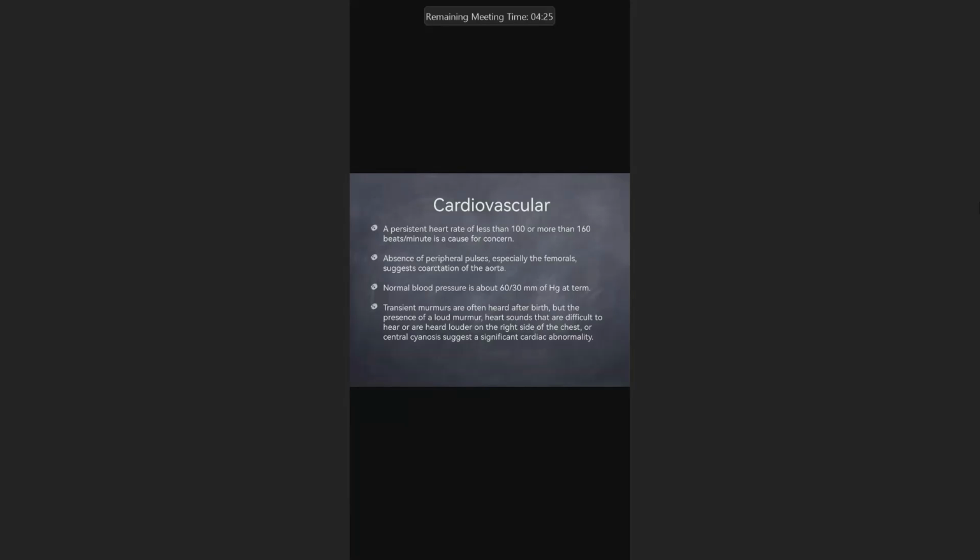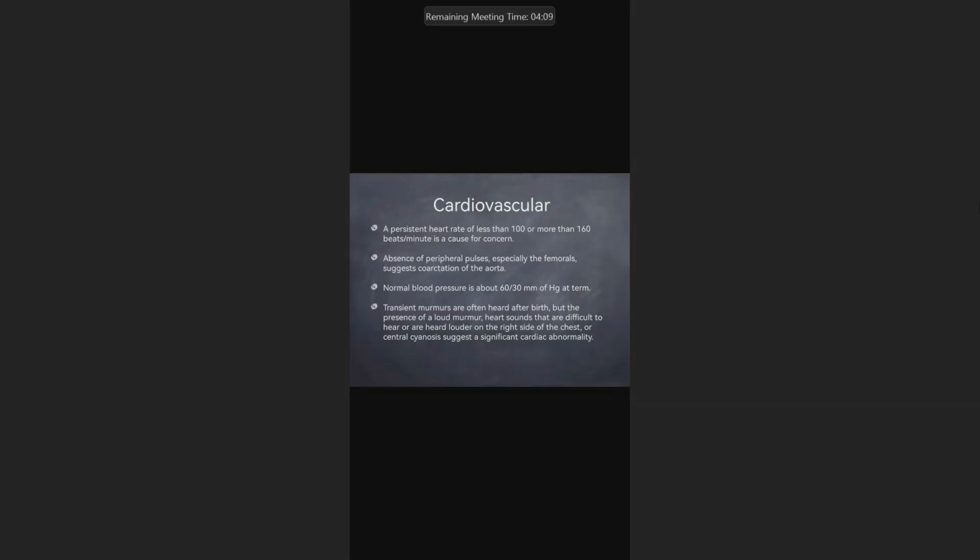So normal blood pressure is dependent on the age of the patient. So in pediatrics, we have a formula to calculate the normal heart rate for a specific age group. And later I will show that to you in some of our slides.